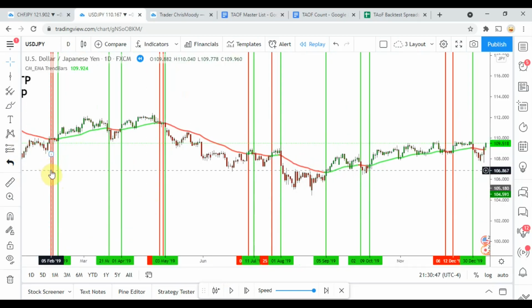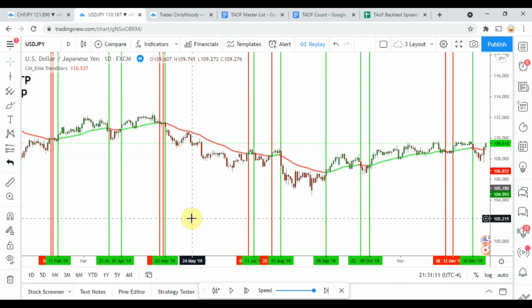So we have 1, 2, 3, 4, 5, 6, 7, 8, 9, 10, 11, 12, 13, 14, 15, 16, 17, and 18. So we have 18 trades altogether. And we have 1, 2, 3, 4, 5, 6, 7, 8, 9, and 10. 10 winning trades. And so unfortunately that's not going to meet the 60% criteria.